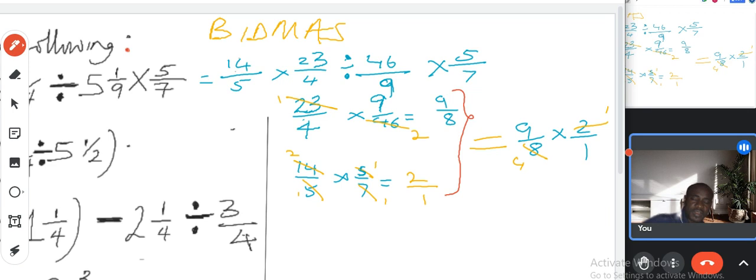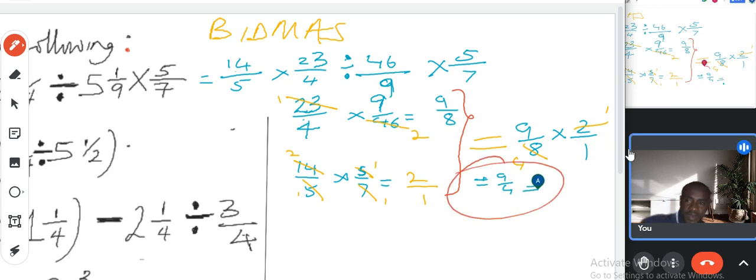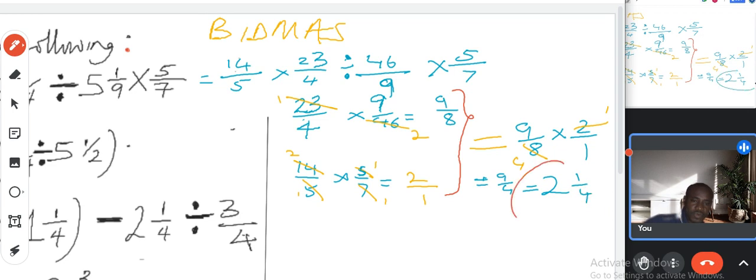So what's the final answer? You can now change this. You got 9 over 4, right? You can change it to an improper fraction now. Okay, 2 and 1 over 4. Correct.